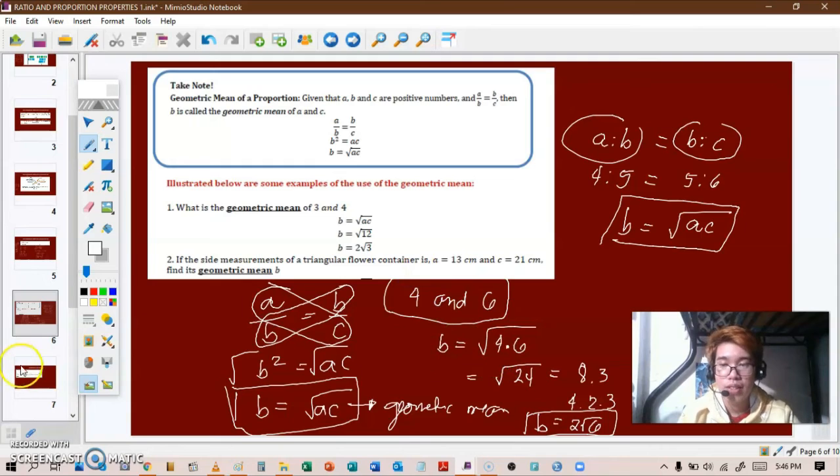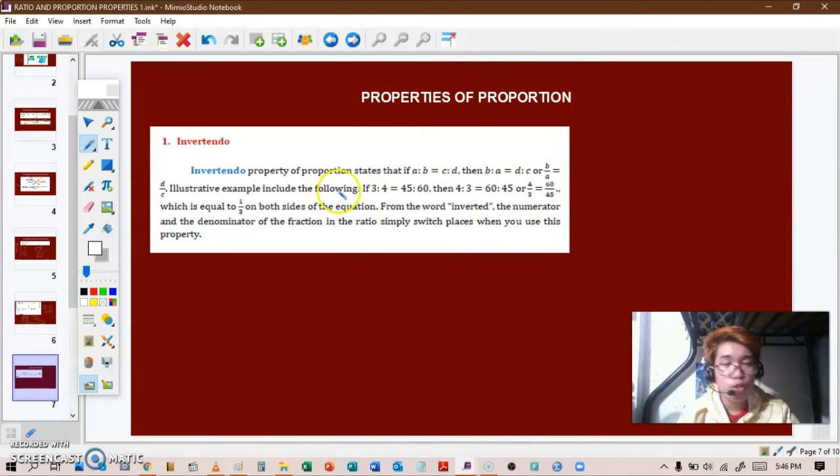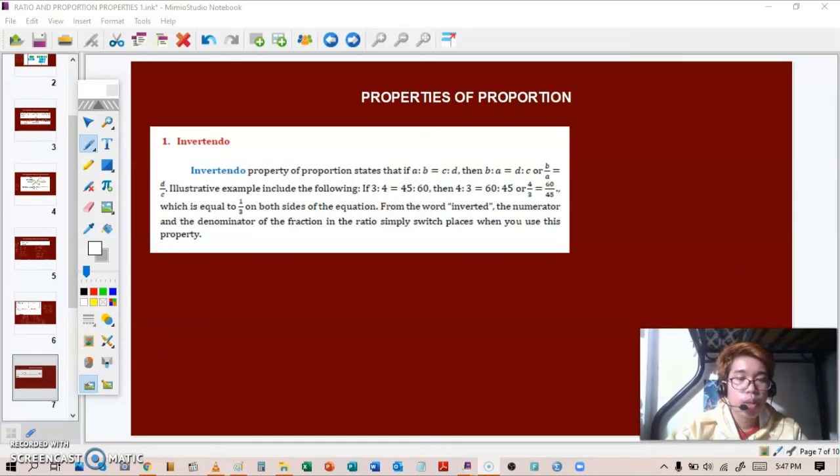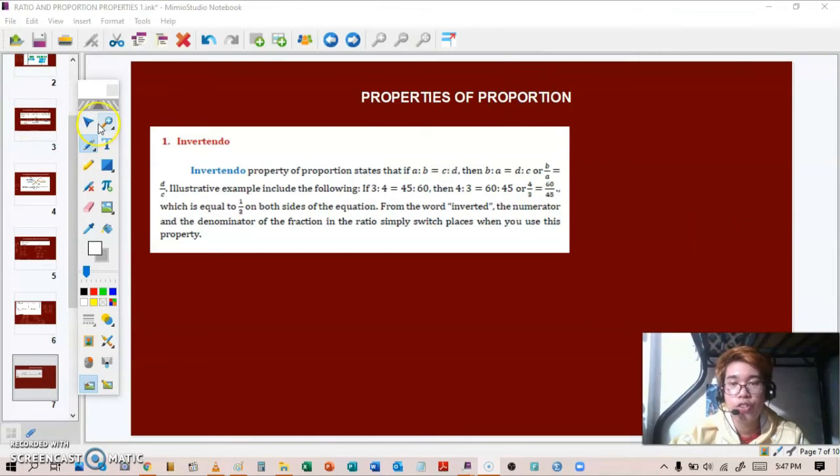Okay, so that's simple. Of course, for proportion, we have the different properties of proportion that make them unique. There are 6 that we're going to apply widely on our different topics for proportions. But for the first one, we have here the invertendo. So the invertendo property of proportion states that if A is to B is equal to C is to D, therefore B is to A is equal to D is to C.